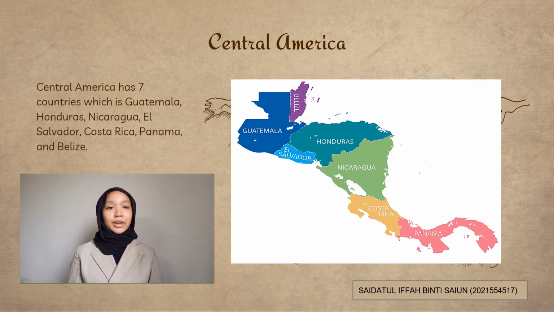Secondly, Central America has 7 countries, which are Guatemala, Honduras, Nicaragua, El Salvador, Costa Rica, Panama, and Belize. The population of the region is approximately 47 million. Guatemala is the most populous country in Central America with a population of about 17 million. Nicaragua is the largest by land area. Belize is the least populous country in Central America. It has a population of less than 400,000. El Salvador is the smallest country in Central America by land area.